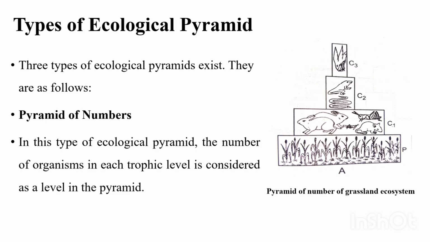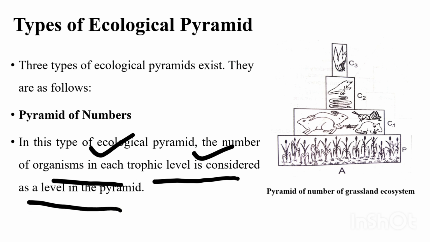One is the pyramid of number. In this type of ecological pyramid, the number of organisms in each trophic level is considered as a level in the pyramid. How many producers are present, how many herbivores are present, how many carnivores are present. So this represents the pyramid of number.